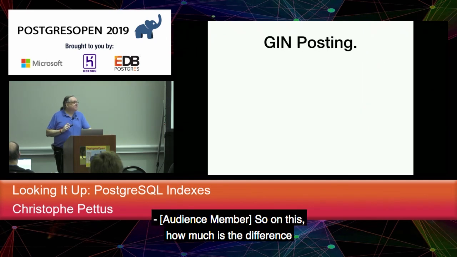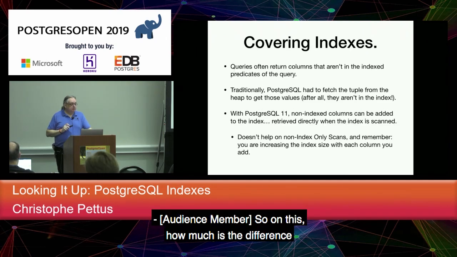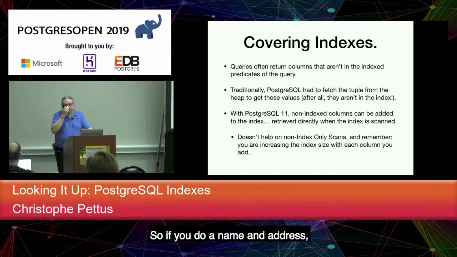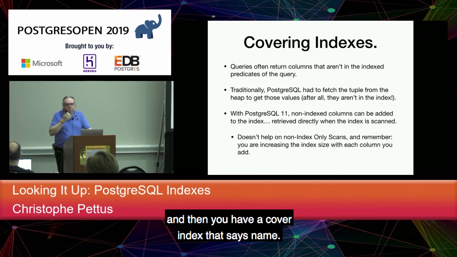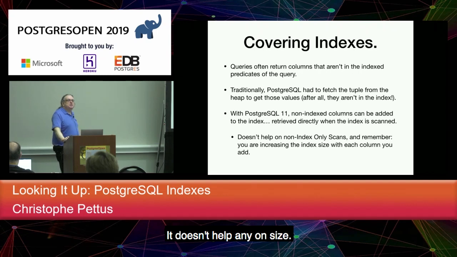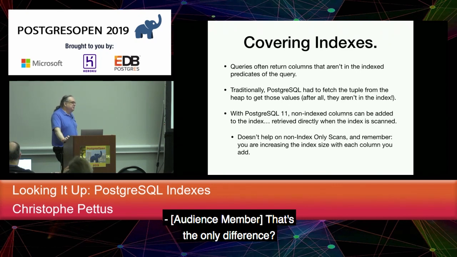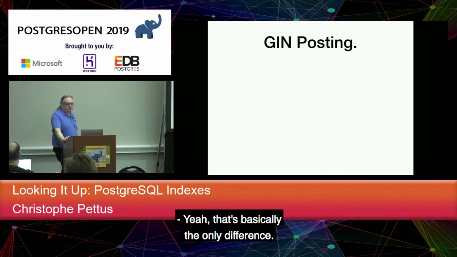Yeah? So on this, how much is the difference when you just have a multi-column index as well? So if you do a name and address, and then you have a covering index that says name... It doesn't help that much. It doesn't help any on size. It does help on insert time because it doesn't have to do the sortation. That's basically the only difference.